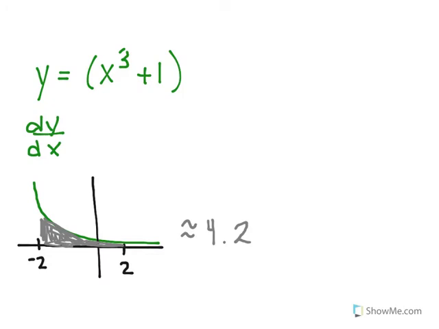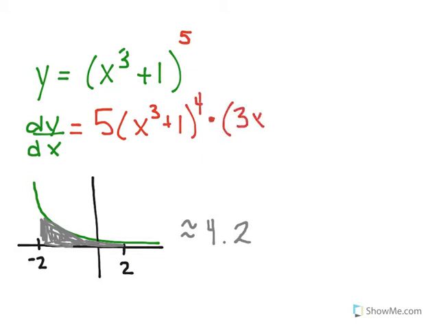Okay, taking a look at the next one, it says find dy dx when y equals x to the third plus 1 to the fifth. We could expand that out if we want and solve it individually, but we can just do the chain rule. To the fifth is 5 to the fourth times the derivative of the inside, which is 3x squared.